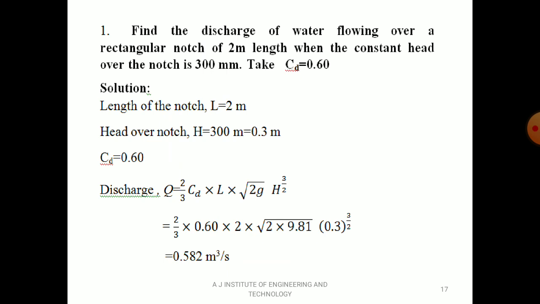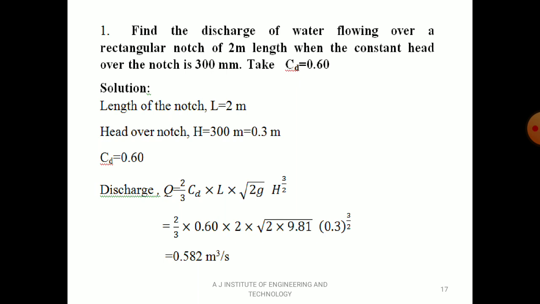So there is a 300 mm. Just make a correction there. 300 mm. So capital H equal to 300 mm. That is equal to 0.3 meter. So Cd equal to 0.60. It is given in the problem. Therefore discharge, there is an expression for discharge. Q equal to 2 by 3 Cd into L into square root of 2g into H to the power 3 by 2. So that is equal to 2 by 3 into 0.60 into 2 into square root of 2 into 9.81 into 0.3 to the power 3 by 2. H value is 0.3 and g value you can substitute 9.81.